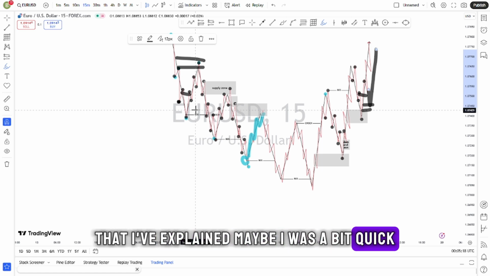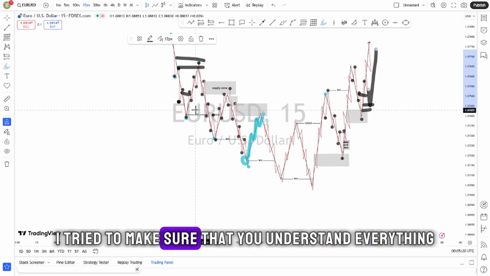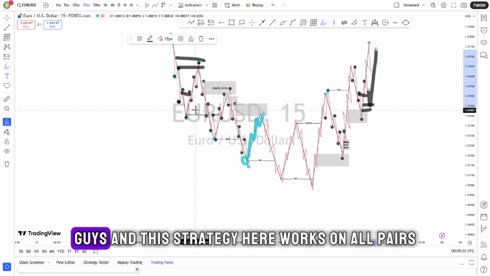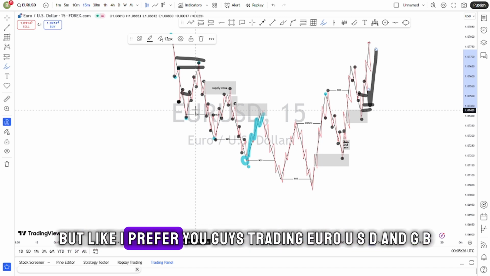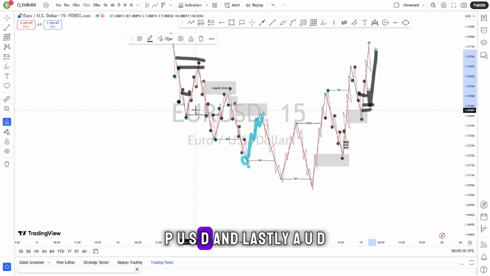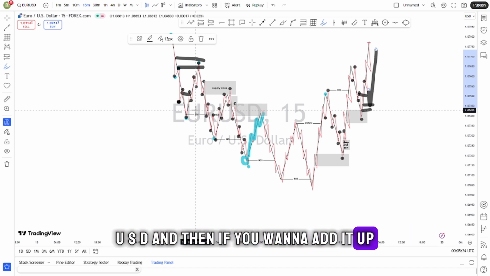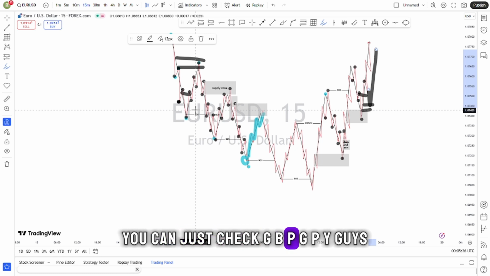Maybe I was a bit quick, but I tried to make sure that you understand everything, guys. This strategy works on all pairs, but I prefer you guys trading EUR/USD and GBP/USD, and lastly AUD/USD. And if you want to add more, you can check GBP/JPY, guys.